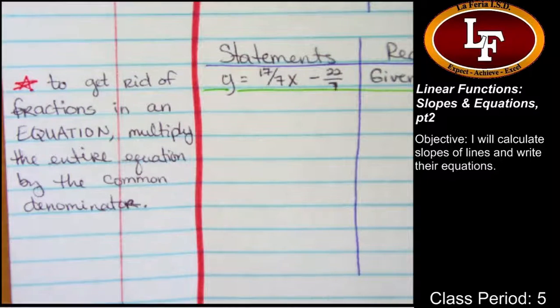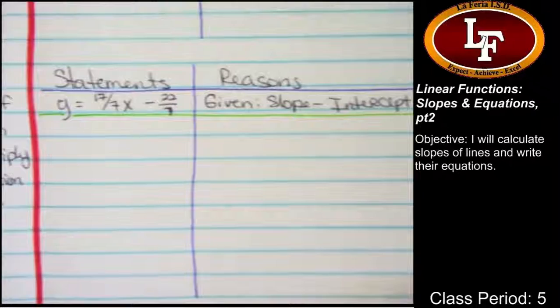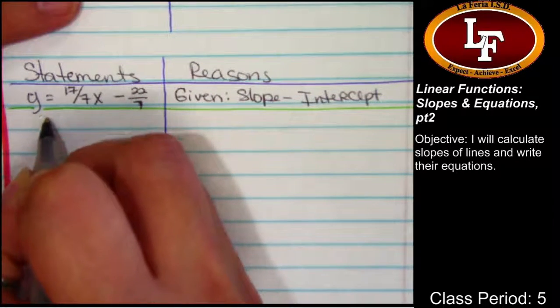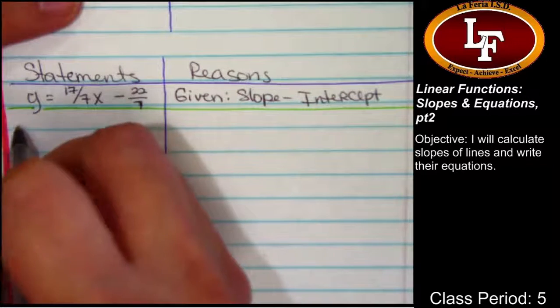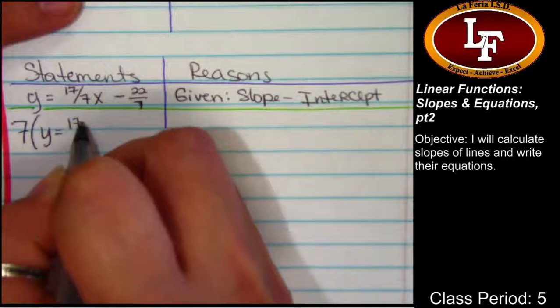And I want you to know that this important sentence right here can go with you to every other math class that you have to deal with. Whenever you run into an equation that has some fractions in it, you can totally do this and get rid of those fractions. All right? So we're going to multiply the entire equation by the common denominator. What's the common denominator in this equation? 7. So I'm going to multiply the entire equation by 7.